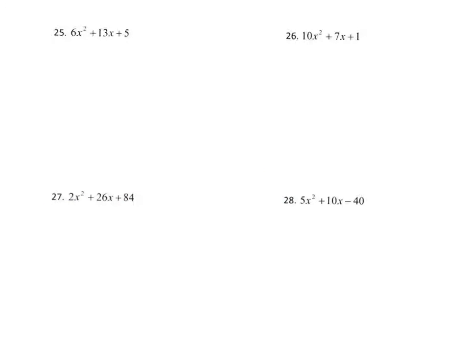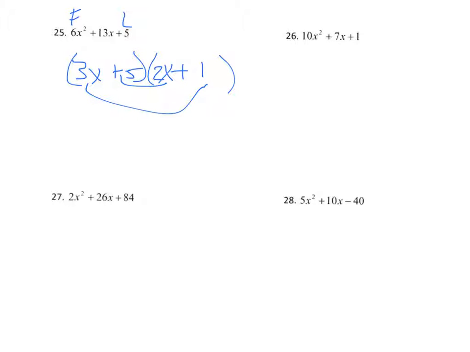Problem 25, since there's no GCF, I can go to 2 parentheses. Okay, so I can either do 1 and 6 or 3 and 2, so just guessing 3x and 2x. Then that works for my first. For my last, I could do 5 and 1, so I'll match up the 5 with the 2 and the 1 with the 3, and that way I'll get 3x plus 10x is 13x, and all of FOIL works.